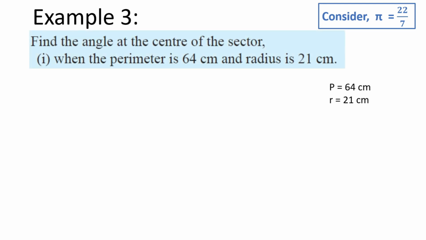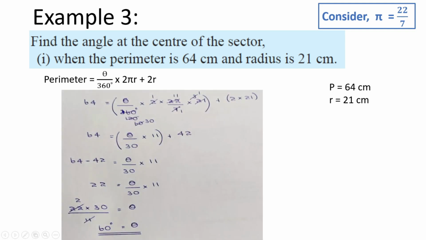In this example, they have given the perimeter and the radius. We have to find the angle at the center. Perimeter is given as 64 centimeters and radius is 21 centimeters. So again, you can substitute these values in this equation and you can find the value of theta. Perimeter is 64. 64 equals theta over 360 into 2 into 22/7 into 21, that is the radius, plus 2 into 21. When you simplify it, you can get theta as 60 degrees.